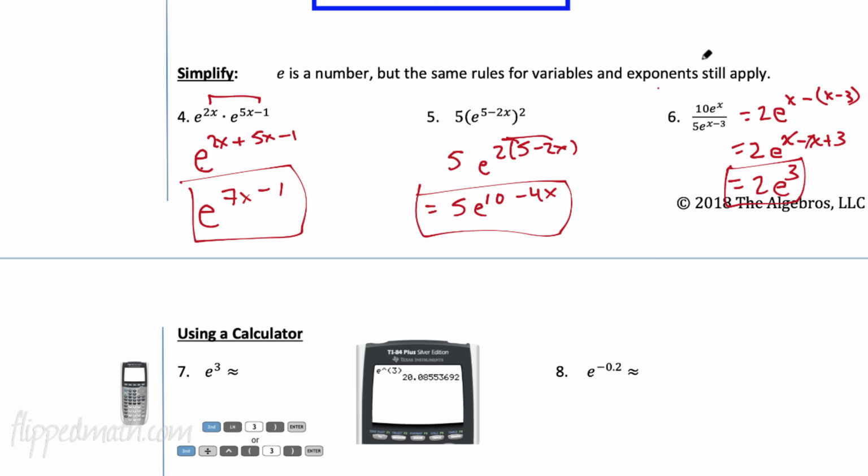One of the things that's not in this part, but it is on your homework, it says you can only have positive exponents. So if that was a negative 3, we'd put the e to the negative 3 in the bottom of a fraction and make it positive.